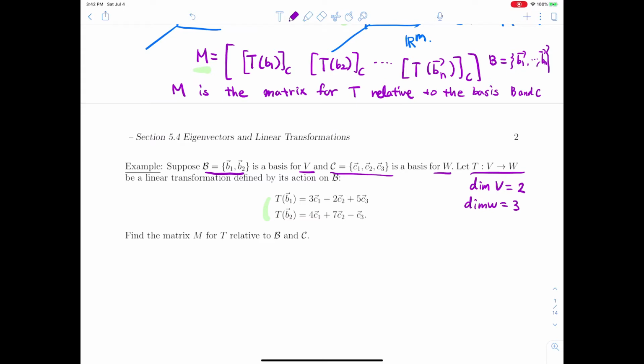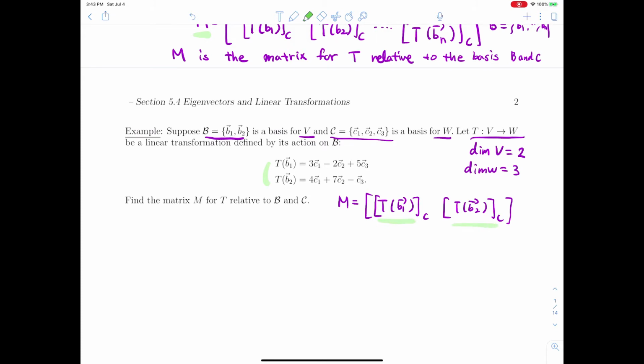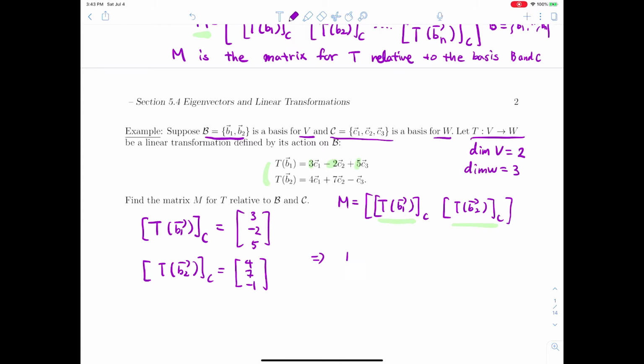First of all, M is given by [T(b1)] in C coordinates and [T(b2)] in C coordinates. To get these two column vectors, we have to take the coefficients, or the weights, of the given linear combination. So [T(b1)] in C coordinates equals 3, -2, and 5, and [T(b2)] in C coordinates is given by 4, 7, and -1. So this gives you M equals the matrix with columns (3, -2, 5) and (4, 7, -1).